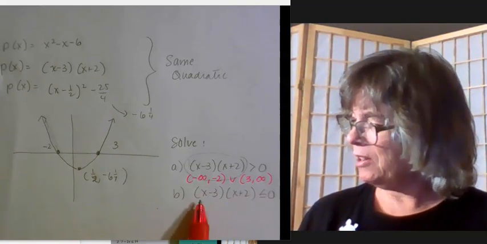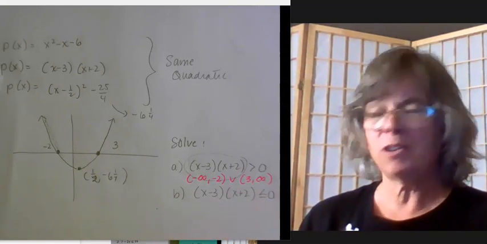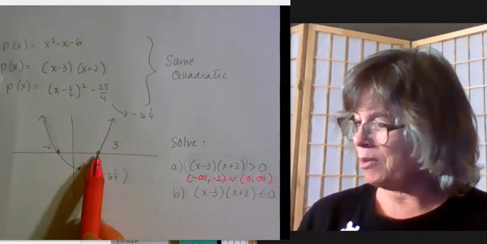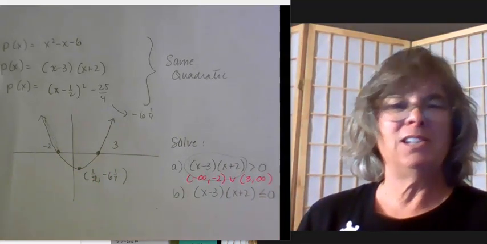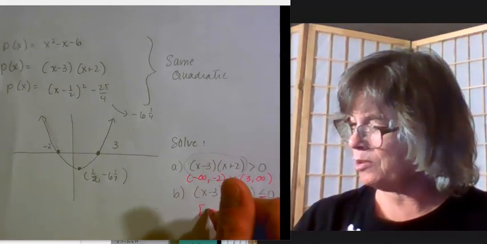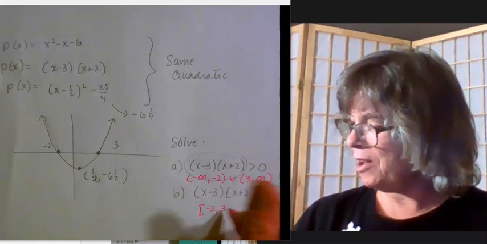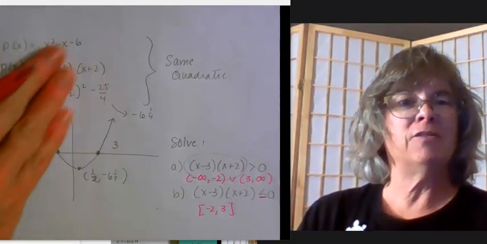If I look at this expression, this is my y value less than or equal to 0, I can do the other set where it hangs down below. These are where the y value is negative or less than 0. And I've got an equal sign there, so I'm going to put a bracket between negative 2 and 3. So actually, I've done a lot more work here up above.